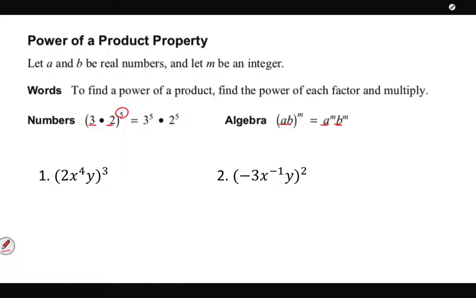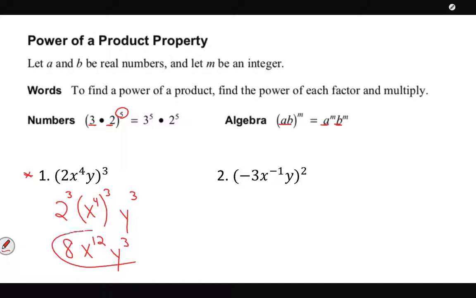So, for example, in number 1 here, the 2 has to be raised to the third power, the x to the fourth must be raised to the third power, and the y must be raised to the third power. So now we evaluate: 2 to the third is 8. If you notice, x to the fourth all to the third requires us to use the power of a power property, so we simplify that by multiplying those exponents, that's x to the 12th and y to the third. And now that's completely simplified.